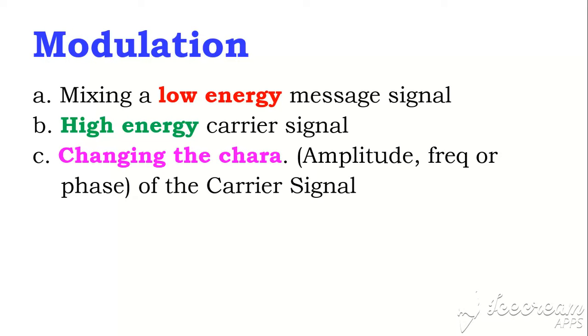Or this is also a process of changing the parameters or characteristics like amplitude, frequency or phase of the carrier signal in accordance with the amplitude of the data signal or message signal, and the device which performs the modulation process is referred to as a modulator.